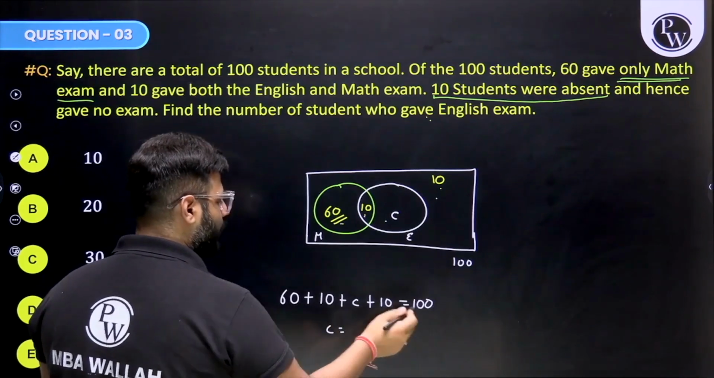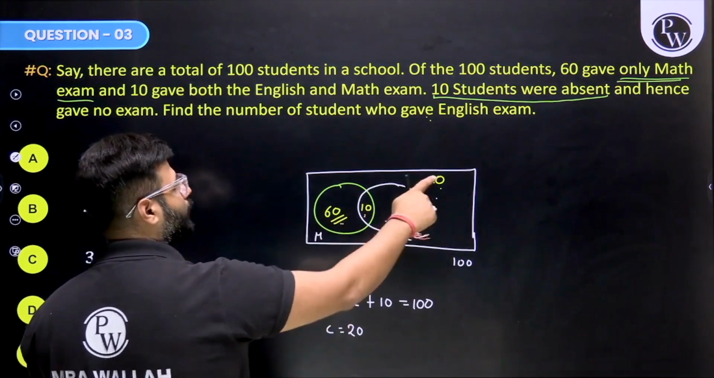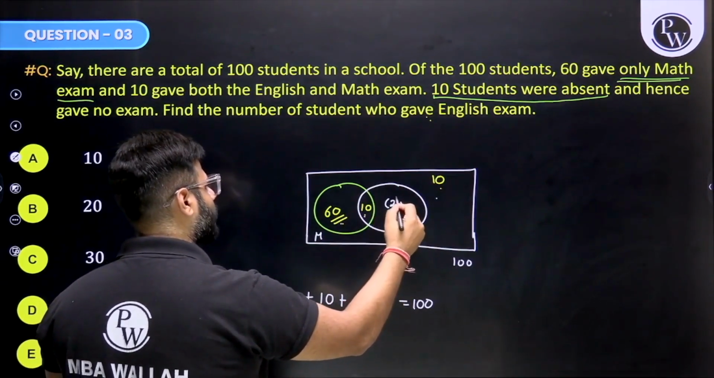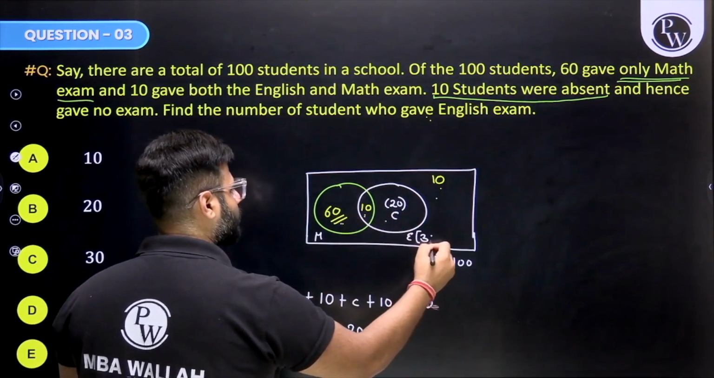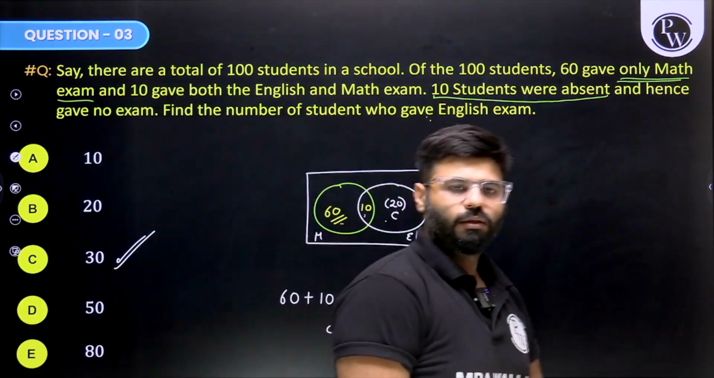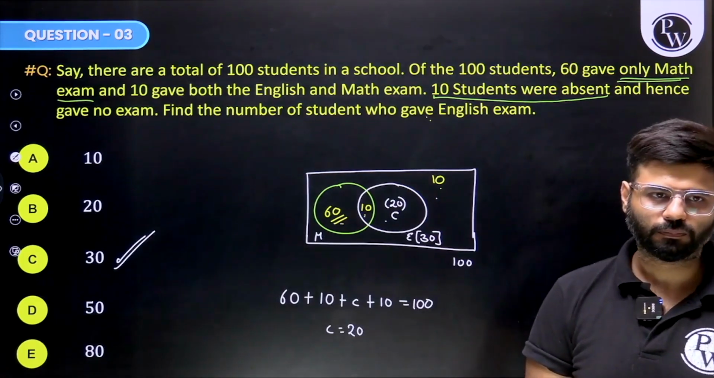C will simply come out 100 minus 80, that is 20. डायरेक्ट देखा जा सकता था. 60 70 80 बच्चे खत्म, 100 में से बचे 20. So this guy is 20. So how many people for English? 20 plus 10, that is 30. That's our answer. So simple as that, easy. You can easily handle it just with the Venn diagram.